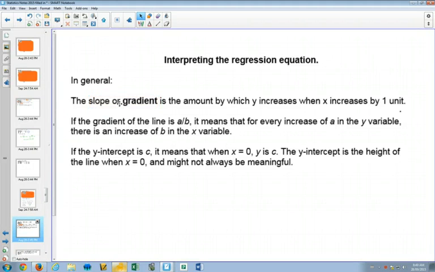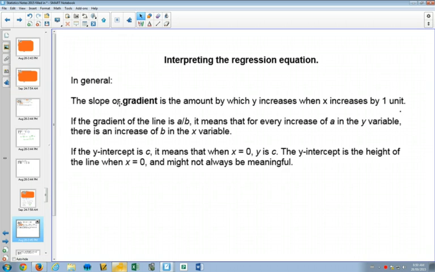So the slope, and we also use the word gradient, is the amount that your y value increases as your x value increases by 1 unit. Basically, your rise over run. So if your slope is a over b, that means for every increase of a in the y variable, you would have an increase of b in your x variable.